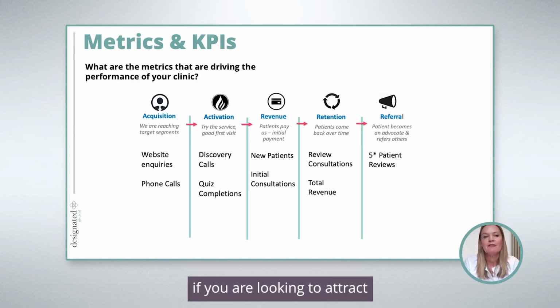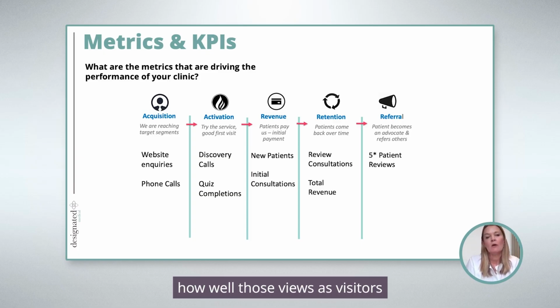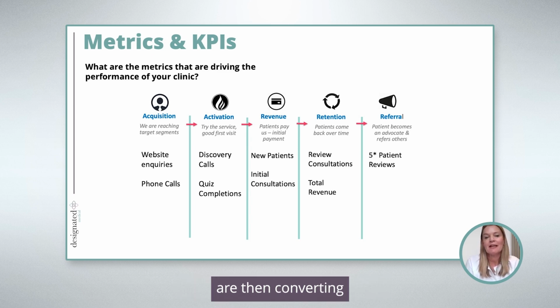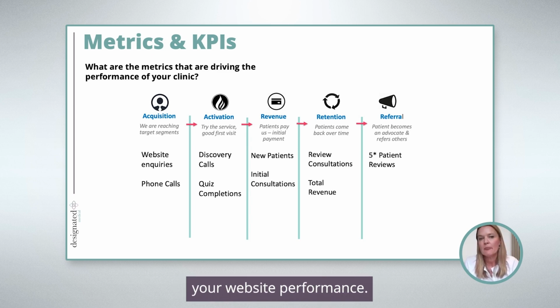For example, if you are looking to attract most of your patients via your website, then probably a number of your metrics should relate to your website performance. So looking at things like the number of people looking at your website, and how well those visitors are then converting into appointments. Another example of a good metric is the number of new patients booking each month. Particularly in the first few months when you're operating, you want to make sure you're attracting more and more new patients every month, because that's how the business will grow.